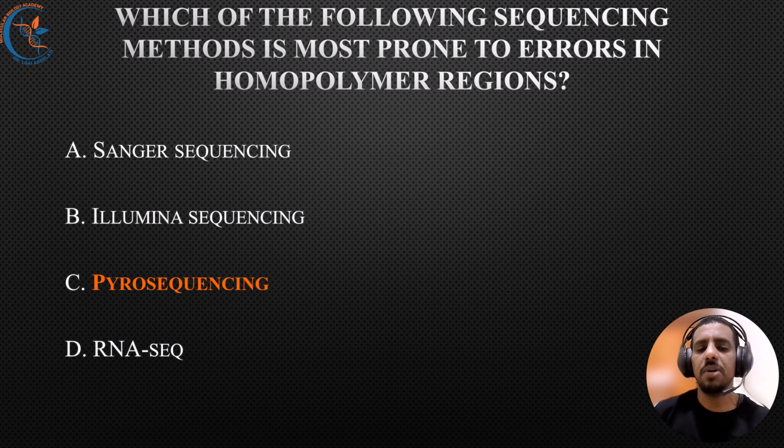The correct answer is biosequencing. Okay, actually, biosequencing can struggle with the homopolymer. I mean the stretch of the same nucleotide. Why? Because measuring the amount of light to determine the exact number of nucleotides is difficult.